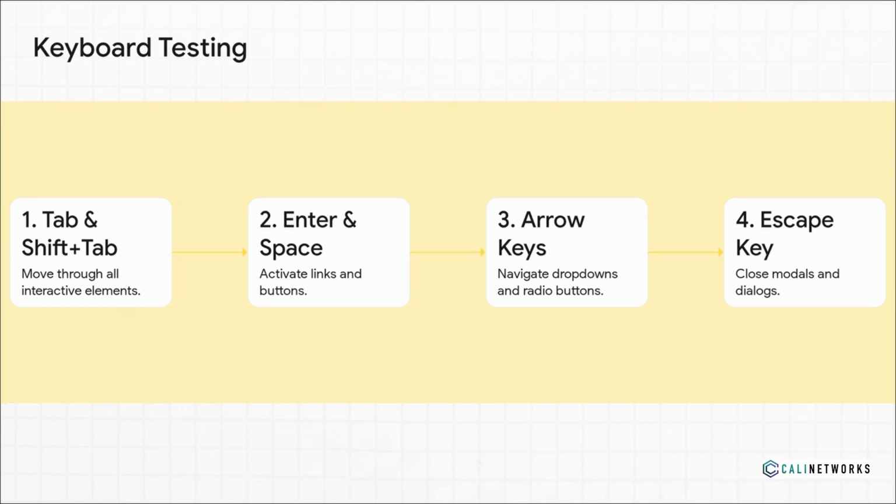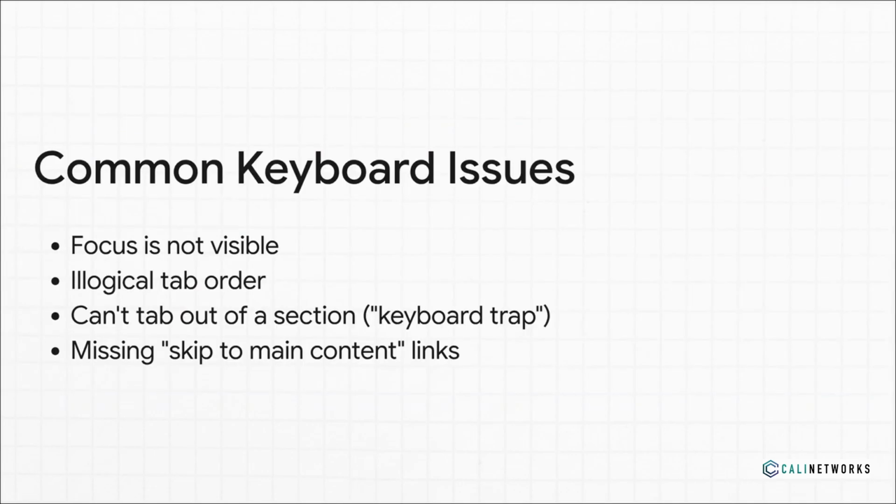Just use the Tab key to move forward through all the links and buttons, and Shift-Tab to go backward. Can you get to everything? Use the Enter and Spacebar keys to activate stuff. Use your arrow keys to get around inside menus, and use the Escape key to close any pop-ups. It's such a simple test, but wow, it reveals so much. As you're tabbing around, keep an eye out for these classic problems. Can you even tell where you are on the page? That little outline is called the focus indicator.